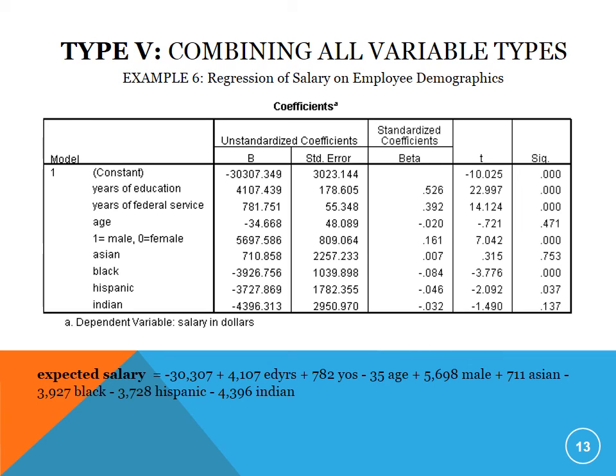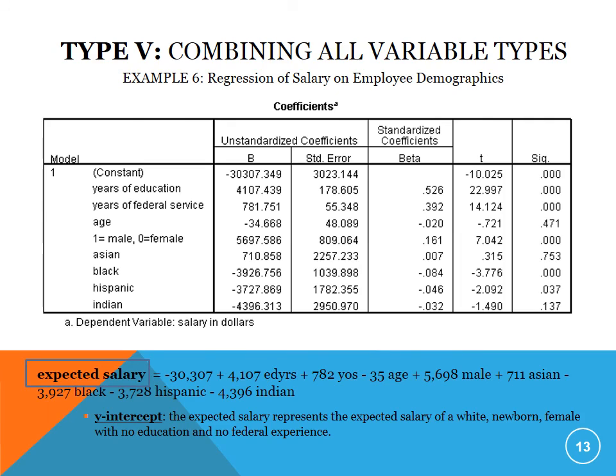We have this big, huge family of relationships, and we have our equation here that allows us to now be more specific about what we want to predict. What do we want to predict for expected salary? Someone with 12 years of education, let's say 12 years of federal service, someone that's 45 years old. We can say someone that's a female and is Hispanic.